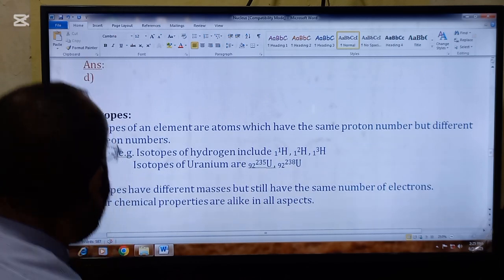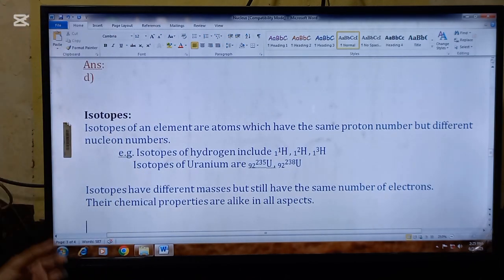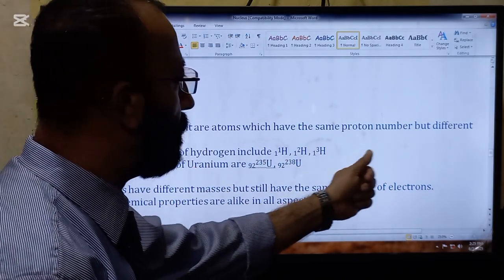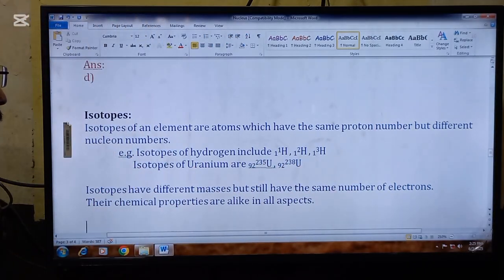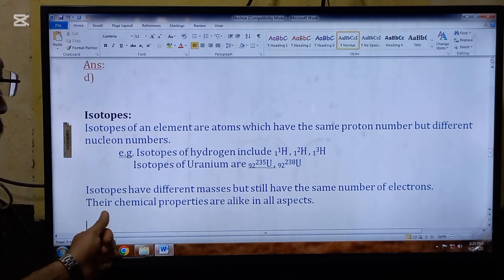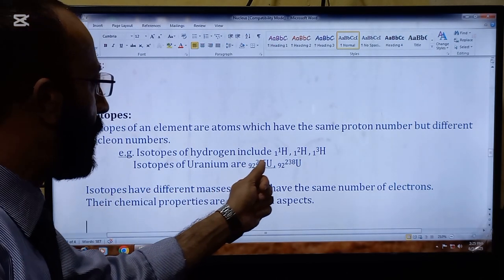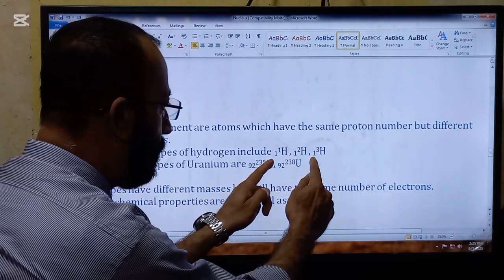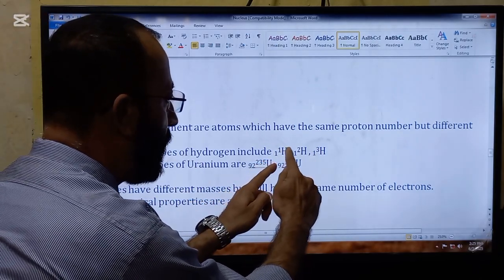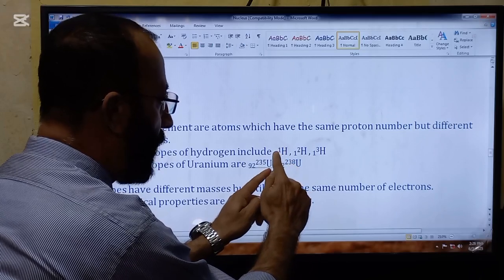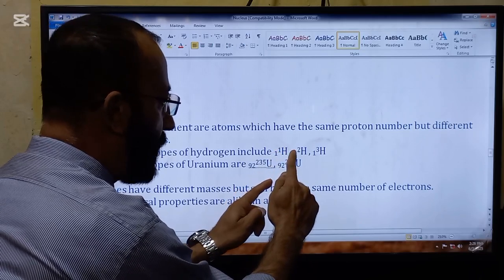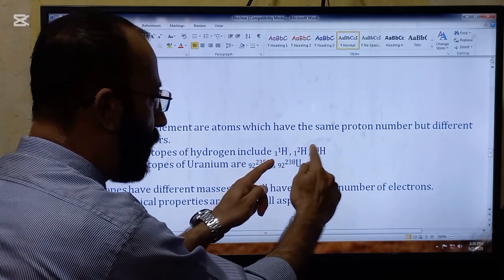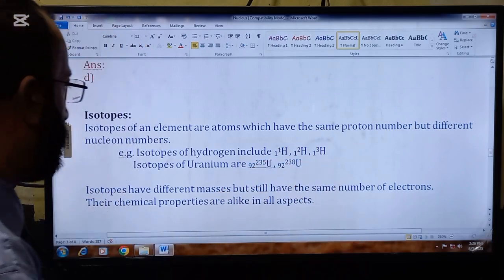Next topic is isotopes. Isotopes of an element are atoms which have the same proton number but different nucleon numbers. For example, isotopes of hydrogen include 1H1, 1H2, 1H3. The proton number is the same, but the nucleon number on the top is different: first has 1, second has 2, third has 3.